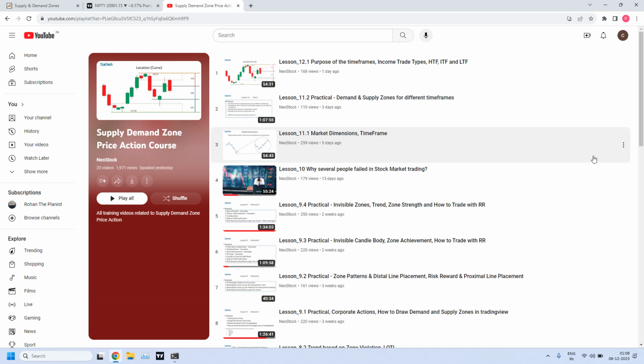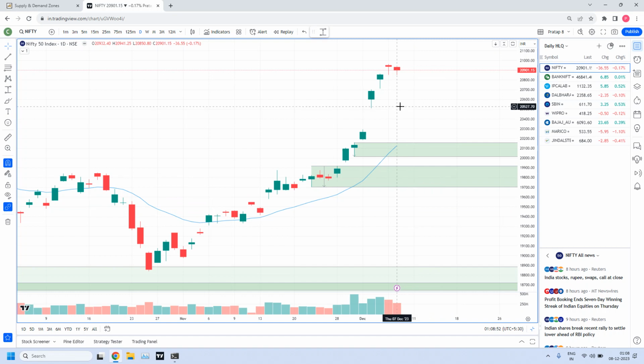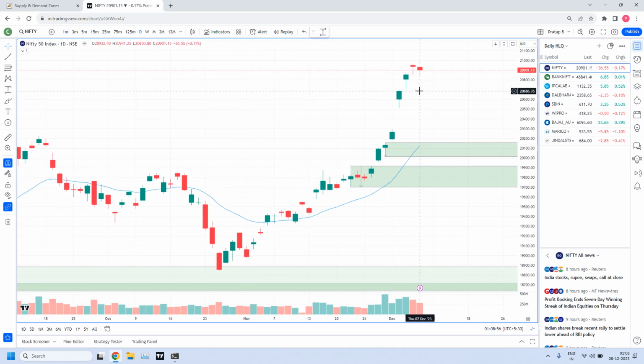Now let us get into our main discussion. And look into this Nifty 50. Currently Nifty 50 is forming a base. See, this is a hidden leg-in candle, because it is having a gap with the hidden body. So this is a leg-in.